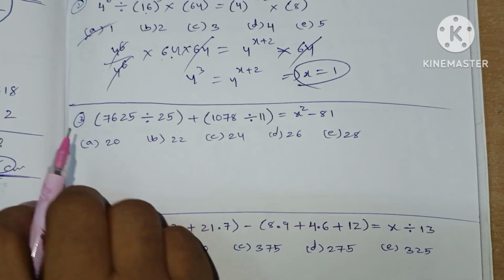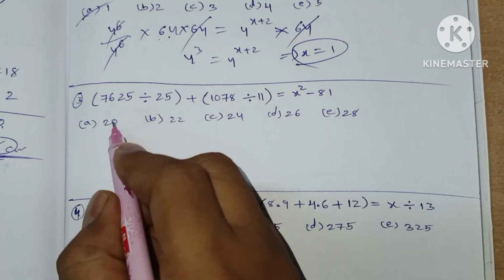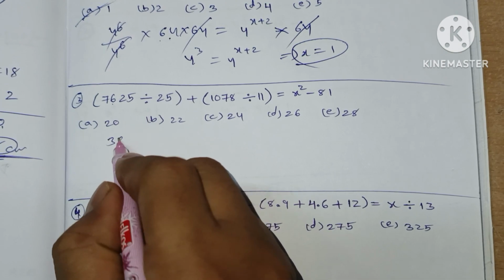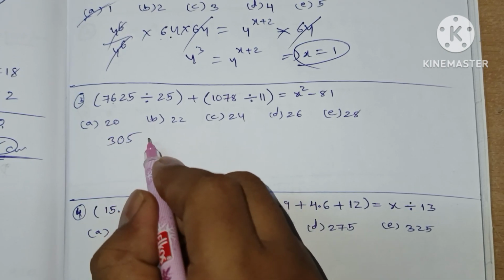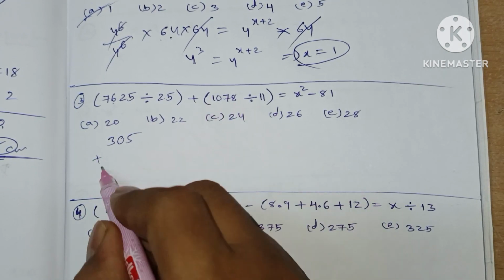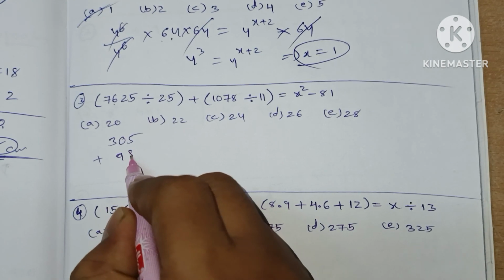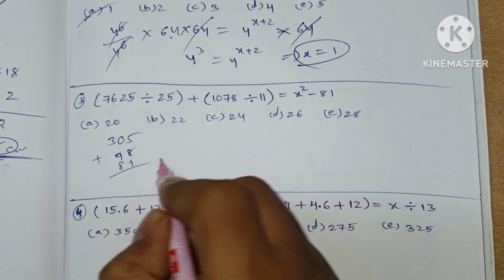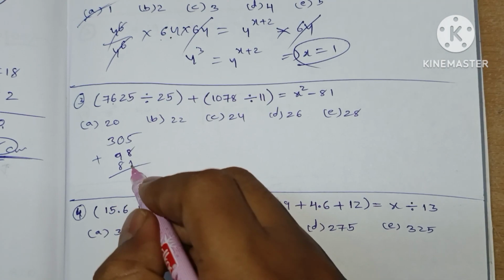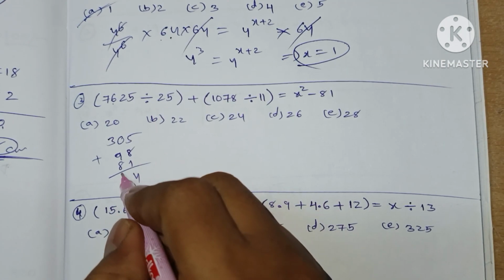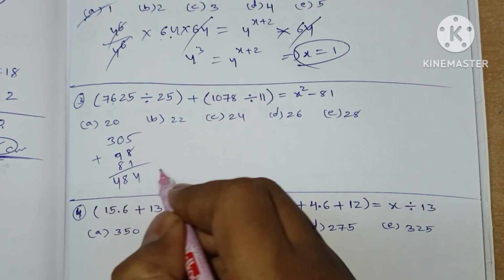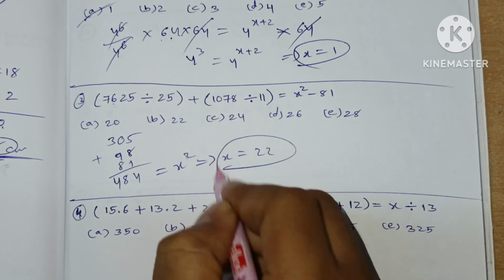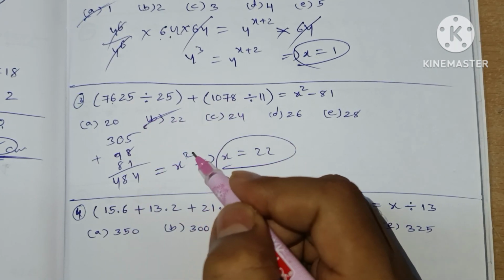Next, third question. 25 3 times, 75, 125 means 0 5 times plus 11 9 times and 8 times. This minus 81 comes this side with the plus 81. So 6 9 plus 5 14 18 484 equals x square. X value will be 22. Option B is our answer.